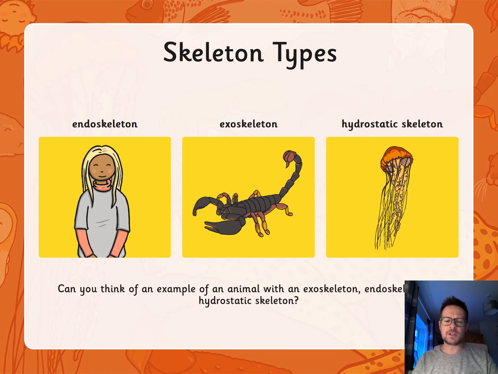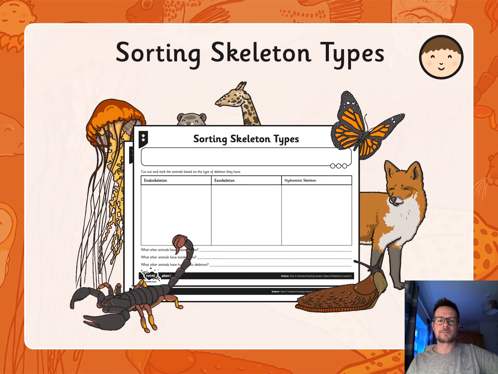Can you think of an example of an animal with an exoskeleton, an endoskeleton, and a hydrostatic skeleton? Have a think. You can pause the video if you need to and come back in just a second.